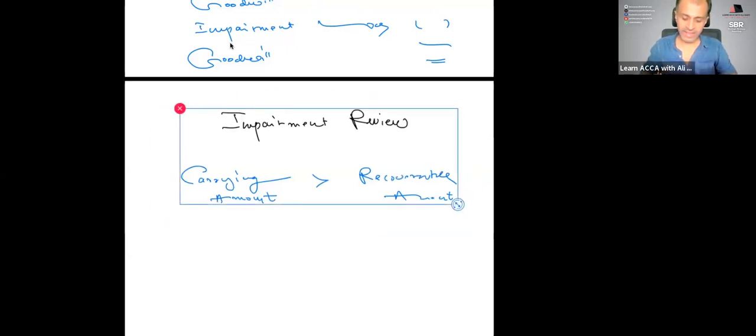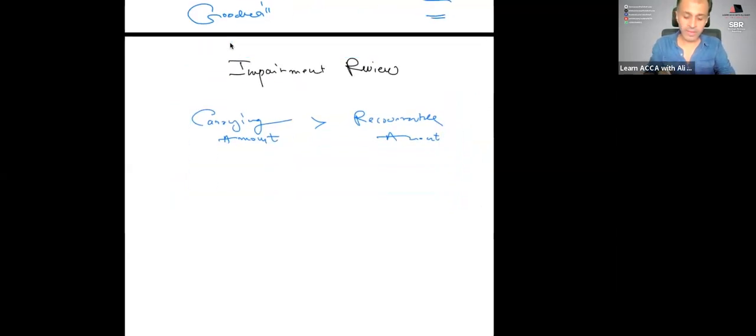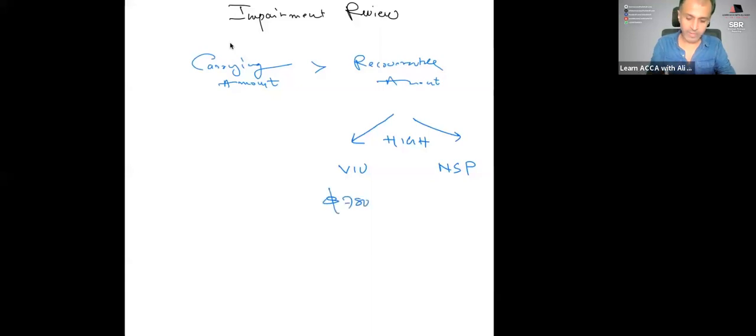So let's see if it is in excess or not. The recoverable amount of the net asset is the higher of two things: value in use, and fair value less cost to sell, which is also called net selling price. And these figures are given. The value in use is given as $780 million. The net selling price is given as 350. So the higher of the two has to be chosen.